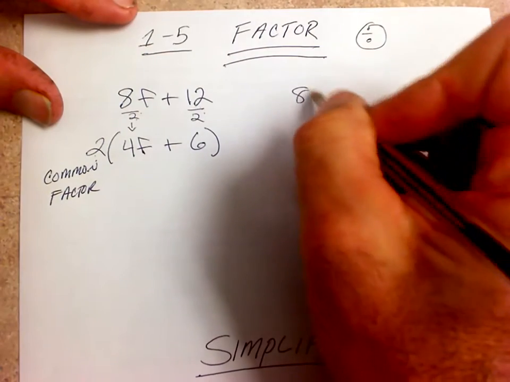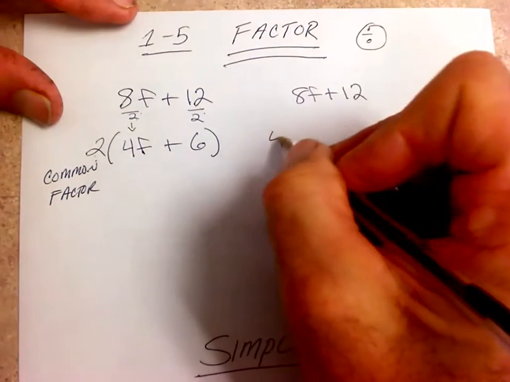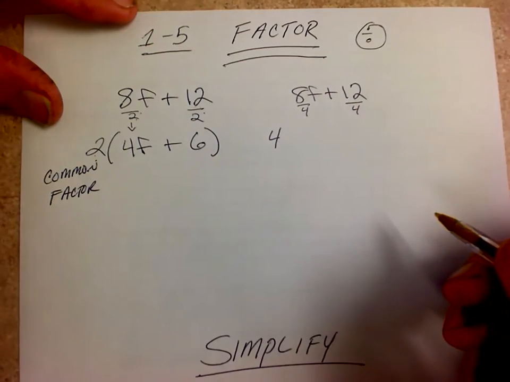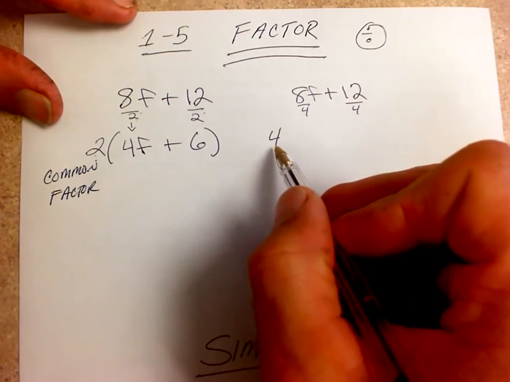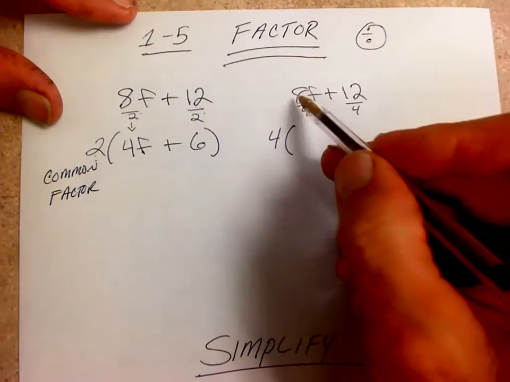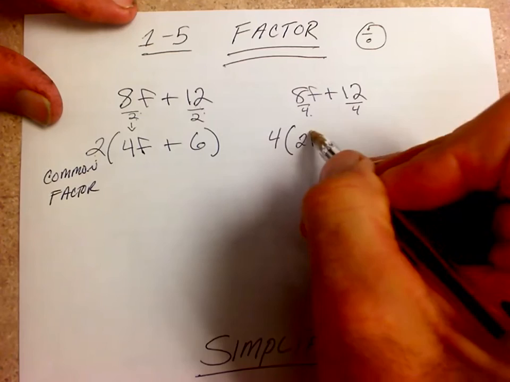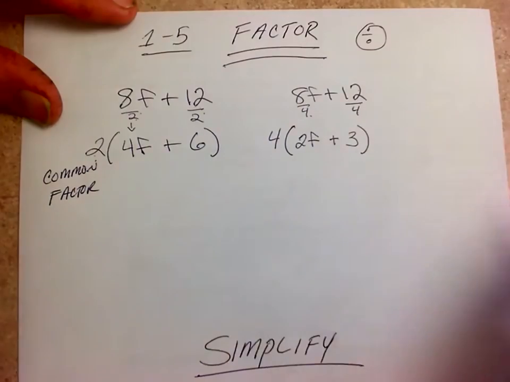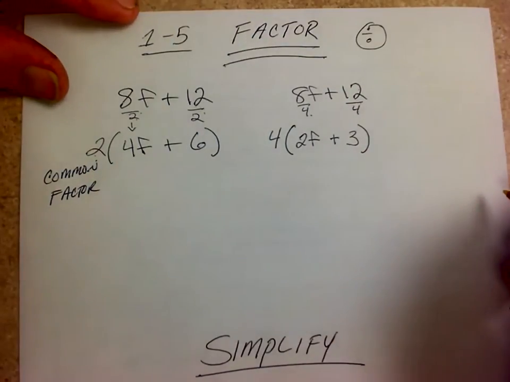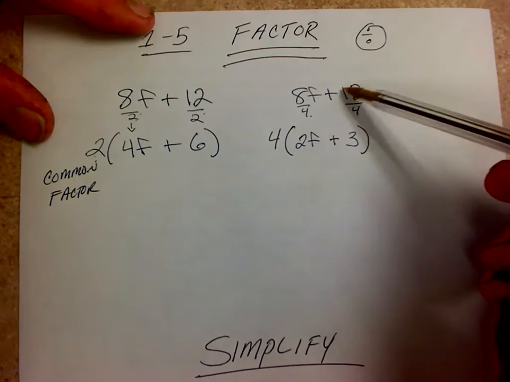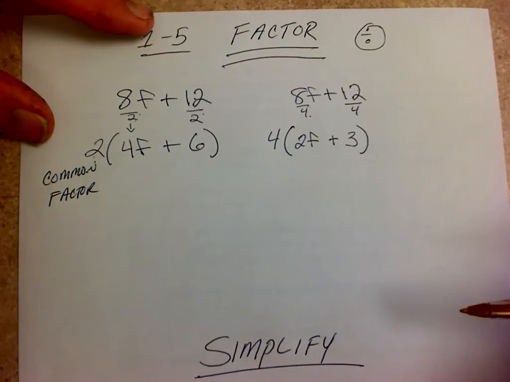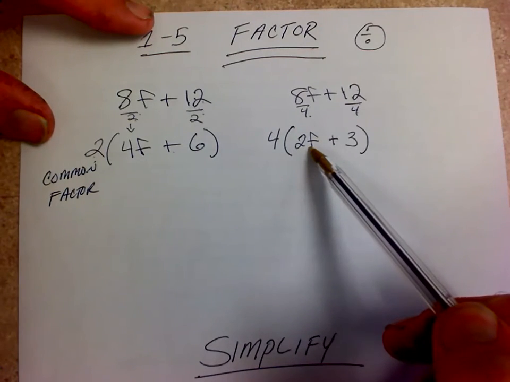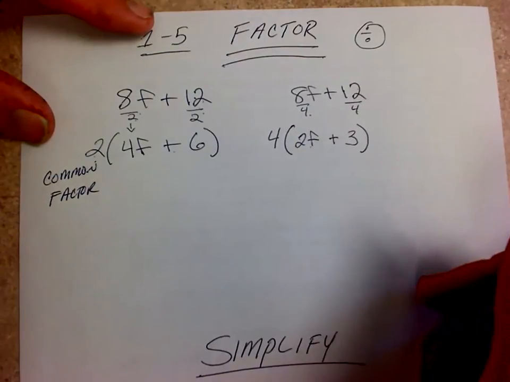Some of you maybe wanted to use 4 as a common factor because we can divide both of these terms by 4. If that's the case, we would put our common factor 4 out front. Our two new terms: 8 divided by 4 is a 2F, and 12 divided by 4 is 3. So that would be another equivalent expression, an alternative approach to factor our original expression. So what we've come up with now is three versions of the same expression that are all equivalent. Factoring.